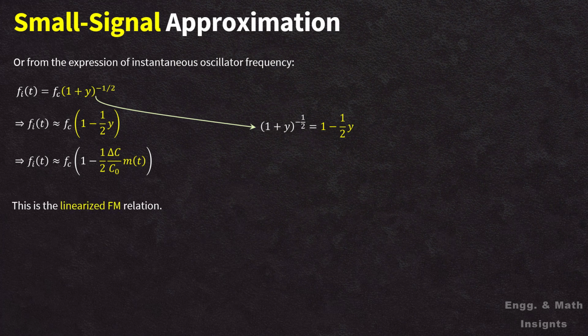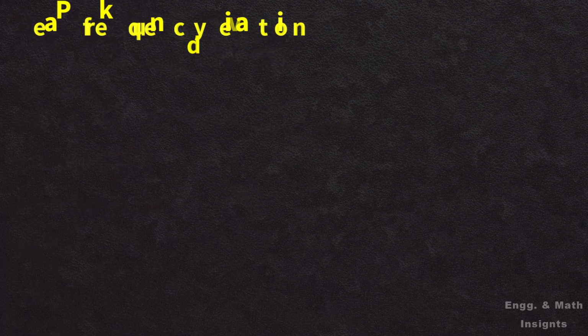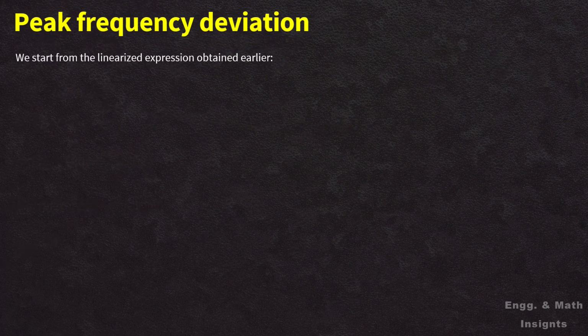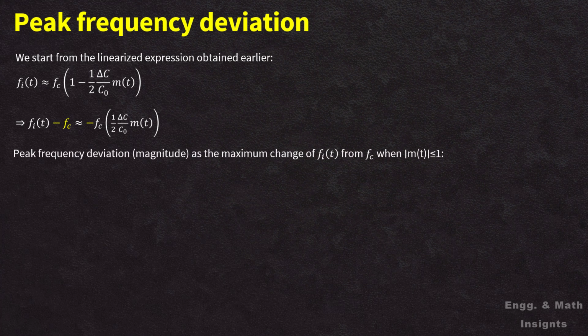Now let's derive the peak frequency deviation of the FM. In order to derive this, we start from the linearized expression that we obtained earlier, where the instantaneous oscillator frequency f_i(t) is equal to Fc into 1 minus half into del c by c naught into m(t). Now we will subtract the carrier frequency, which will give us f_i(t) minus Fc equal to minus Fc half into del c by c naught into m(t). We want to measure how far the oscillator frequency swings away from the carrier Fc. This swing is called the frequency deviation del f, the most important parameter in the FM modulation.